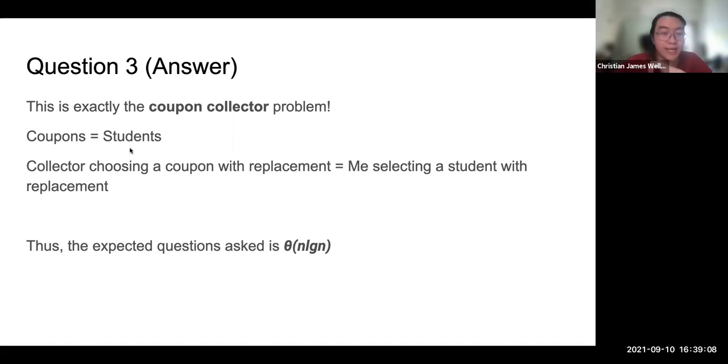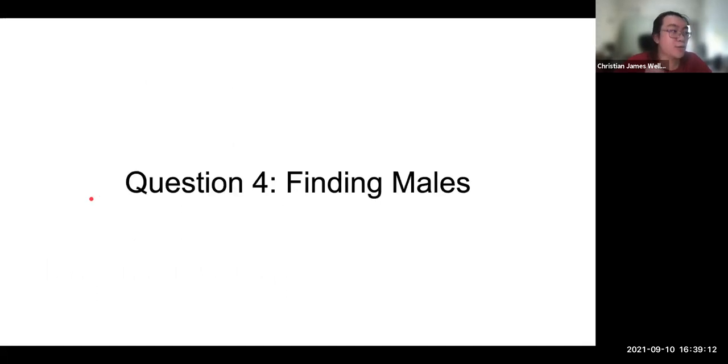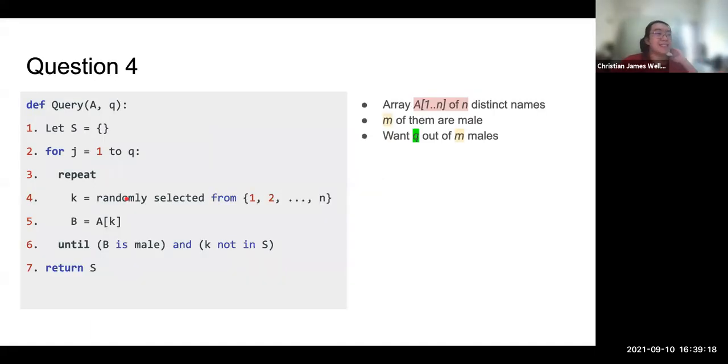If not, then I'll go through the next question. The next question is kind of like the pinnacle of this tutorial. It's like putting everything that you just learned today into practice. So here I have n distinct names, n of you, right? The whole class is n people. M of you are males. Not everyone here is male, there are some females in our class as well.